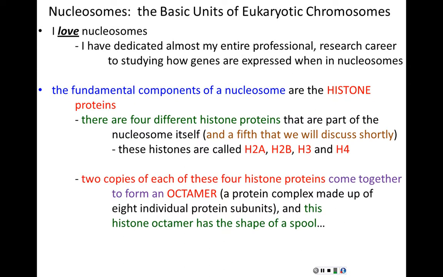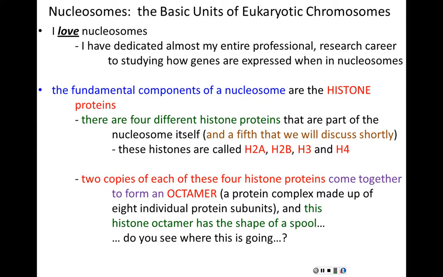Two identical copies of each of these four histone proteins come together to form something we call an octamer. An octamer simply refers to a large protein complex that's made up of eight, that's the oct part, eight individual protein subunits. Those eight protein subunits are the two copies of H2A, the two of H2B, the two of H3, and the two of H4. So these eight histone proteins come together, and what they form is a protein spool.